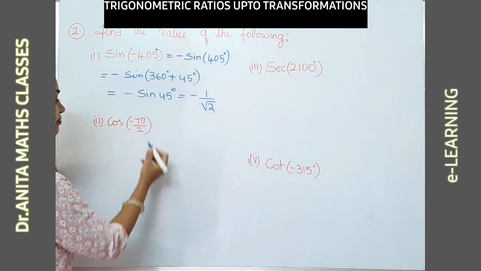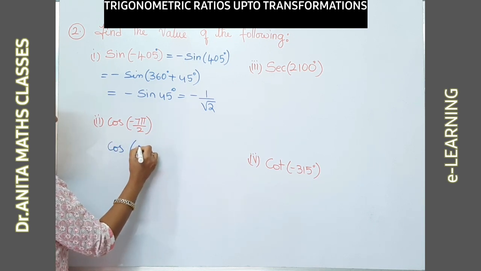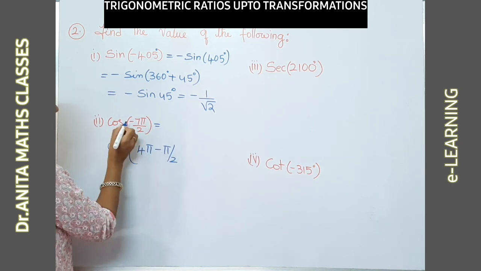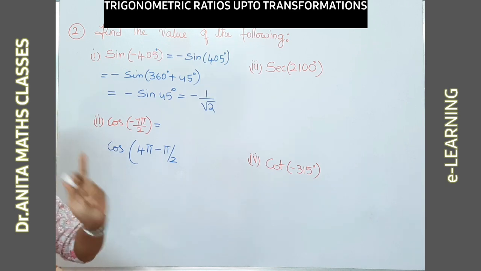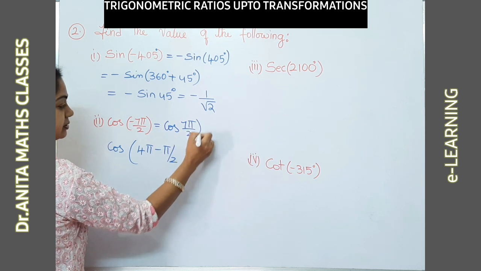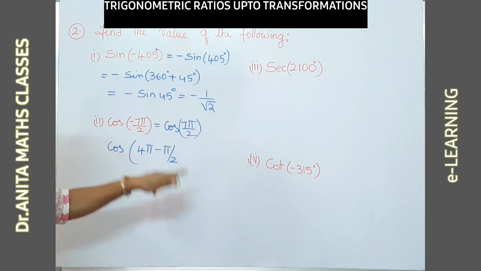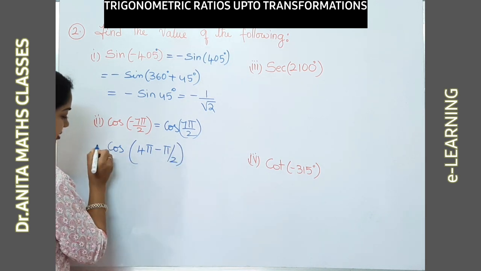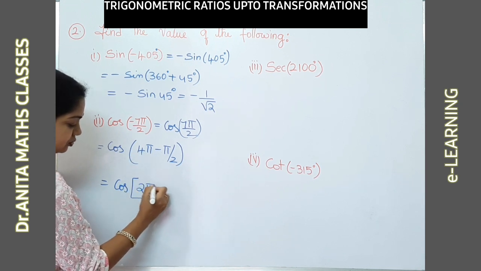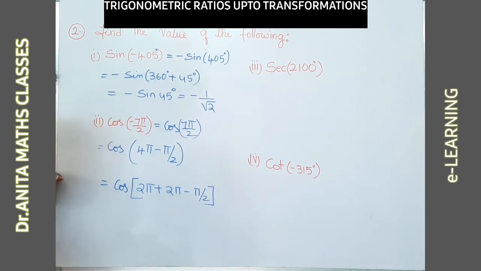So the second problem, we will split 7 pi into two parts, like here 4 pi minus pi by 2. First we'll write cos of minus theta is just cos theta. So cos 7 pi by 2 first we'll write. The minus has been removed, and this 7 pi I'll split into 4 pi minus pi by 2, and this 4 pi I'll split as 2 pi plus 2 pi minus pi by 2.